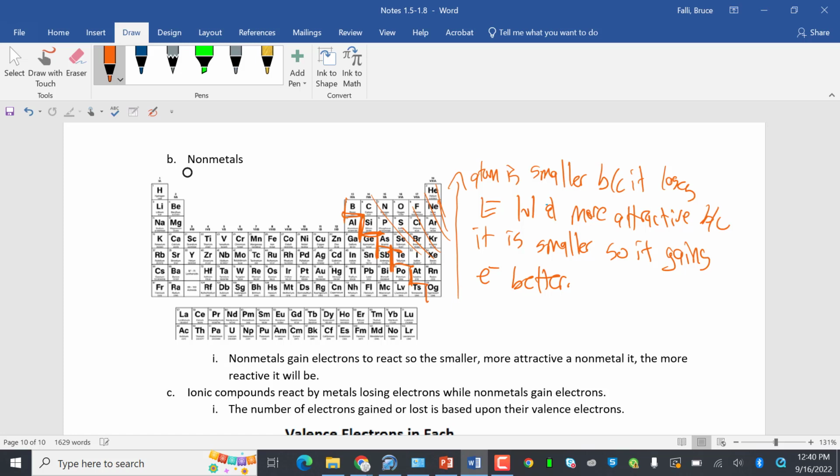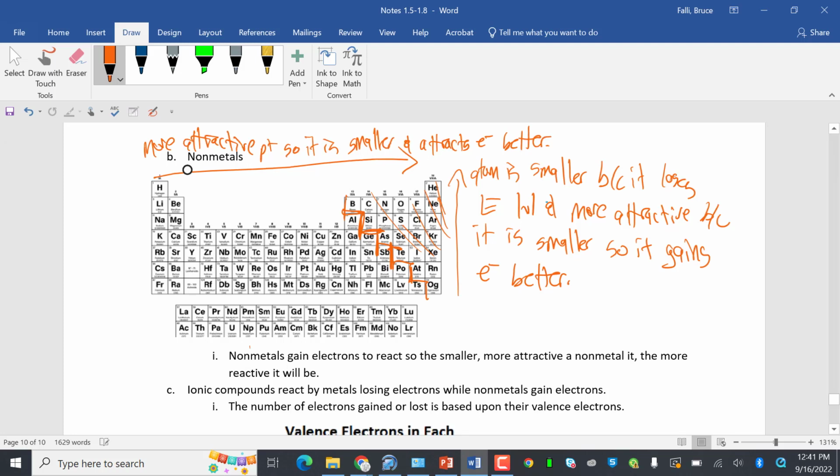Now, as I go this way, notice how it's absolutely the opposite. There are more attractive protons, so it is smaller and attracts electrons better. But the first thing you have to say is nonmetals gain electrons to react. So the smaller and more attractive a nonmetal is, the more reactive it will be.